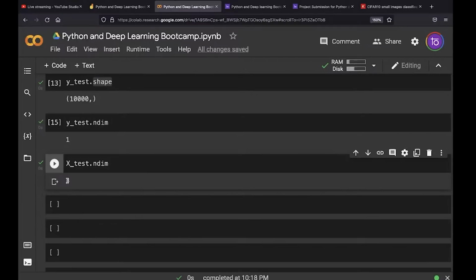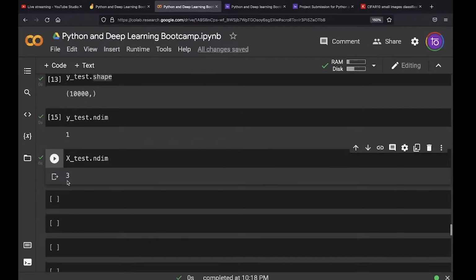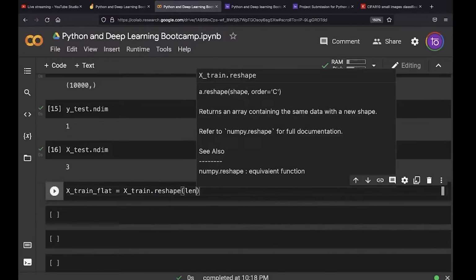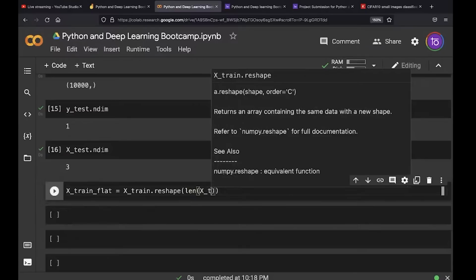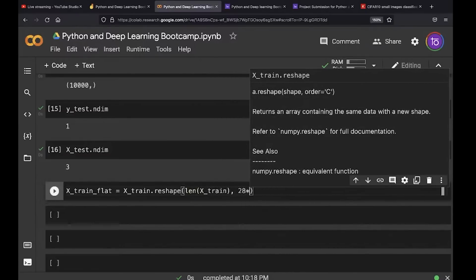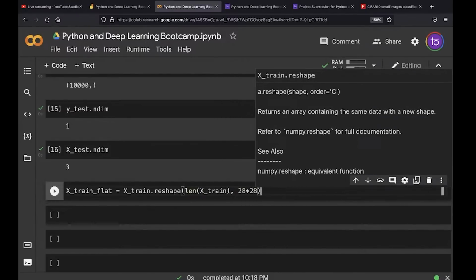We are going to flatten the matrix. Flatten the matrix means that you are reshaping your matrix, converting it to one dimension, right? So I'm going to say x_train_flat. Over here, I'm going to store my flattened matrix. So I'm going to say x_train, I'm going to reshape from length of x_train into 28 cross 28, okay?